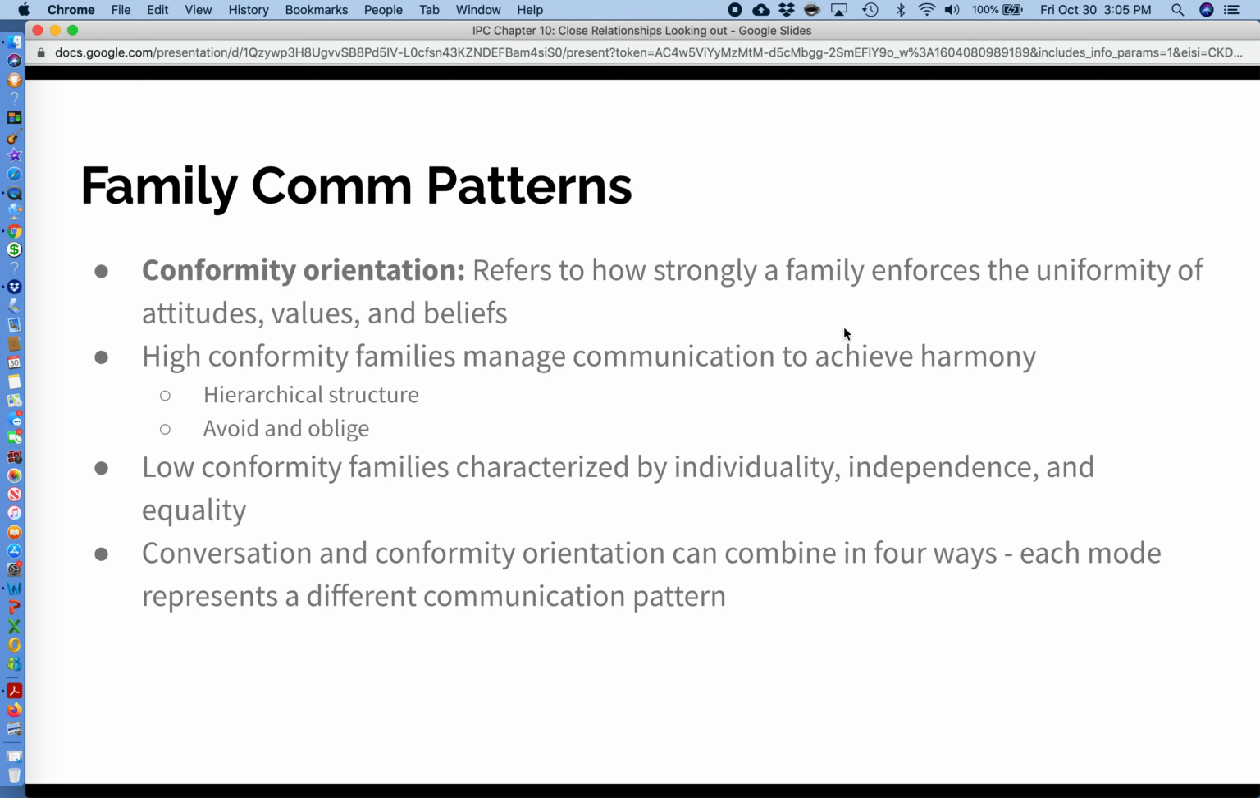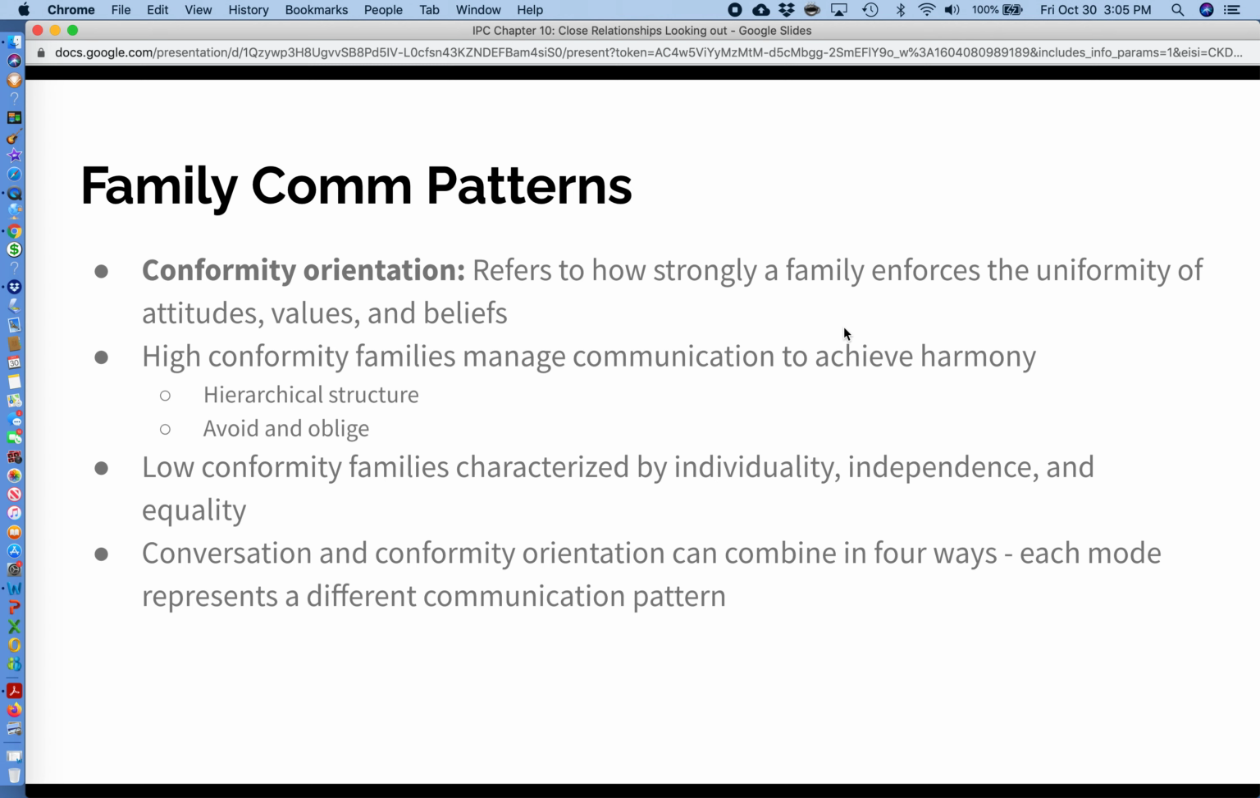Now, low conformity families are characterized by individuality, independence, and equality, right? So the flip side of all this is the low conformity family. The low conformity family is all about everyone's got a say, it's important, it's valued. The kids can sort of do what they want, right? They have a certain degree of independence. They're not ruled over by their parents all the time.